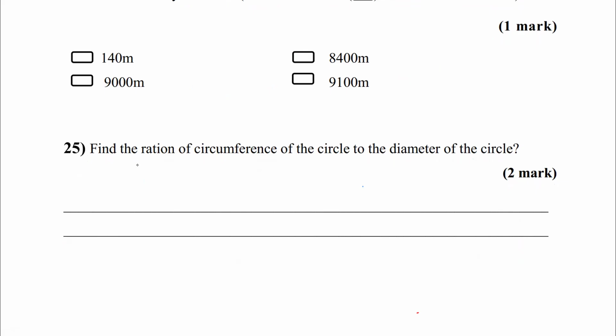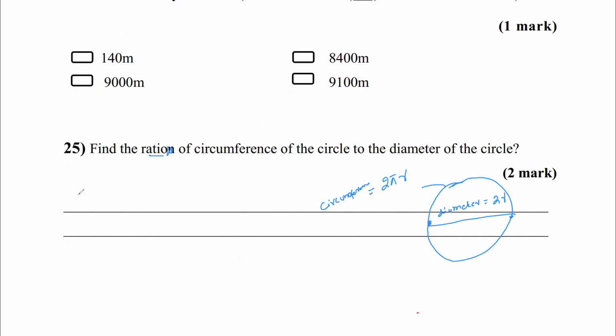First of all, we have to take the circle. This is my circle, and this is my circumference, which is 2 pi r, and this is my diameter. Obviously my diameter is equal to 2r. Now the question is, find the ratio of circumference to the diameter.